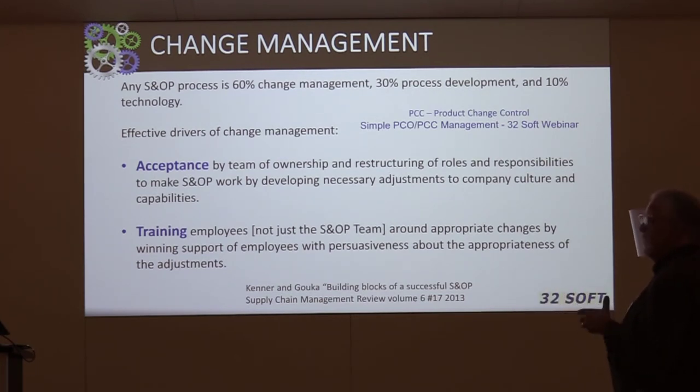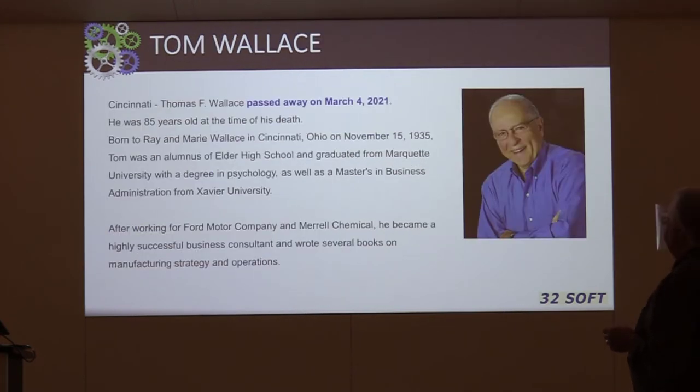30% is process improvement, making sure you're doing the right thing. Senior management buy-in. 10%, as Alan Dunn says, is just technique, the tools that you're going to use. So you need to have acceptance, and you need to train your employees on how you're going to do that.